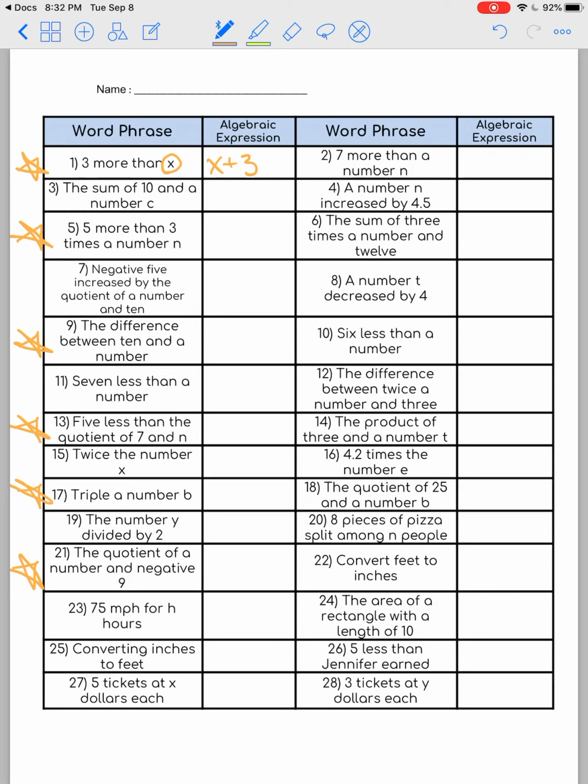Very, very important. We're going to skip around because there's a whole bunch of them here, so we won't do them all. 5 more than 3 times a number. So what do we got to have first before the 5? We have to have what we're more than, and we're more than 3 times a number, which is multiplication. 3 times n plus 5.